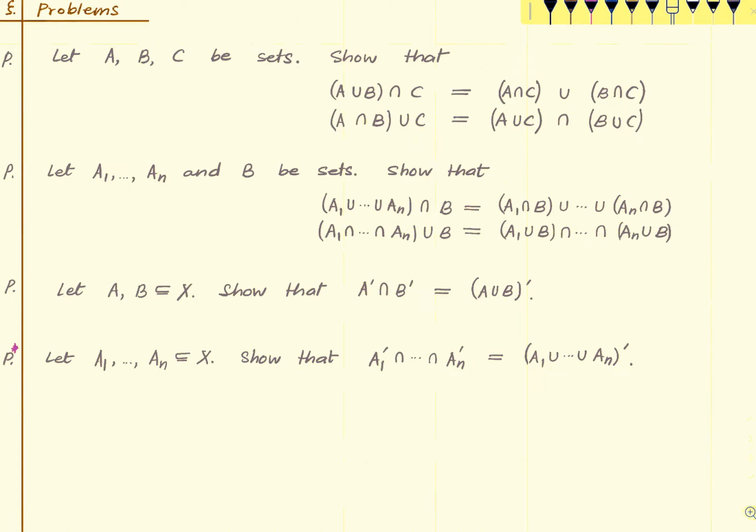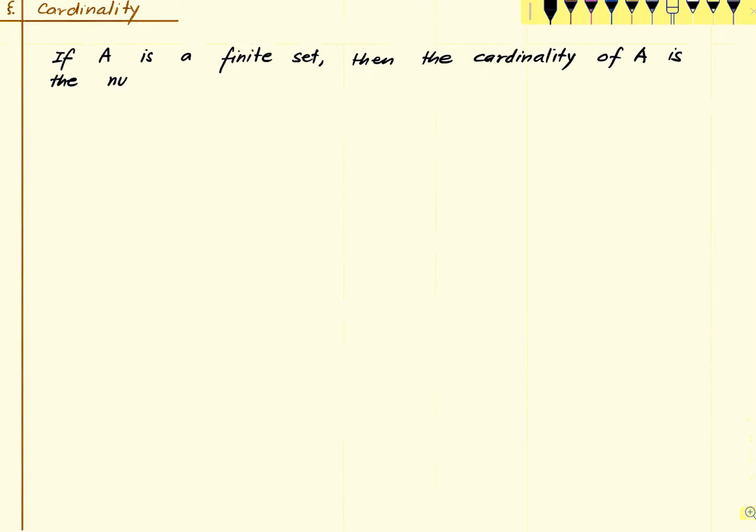All right. So let's look at the notion of cardinality. It is very simple. If A is a finite set, then the cardinality of A is the number of elements in A. So that's just a name. Basically, let's see an example. If A is {1, 2, 3}, then the cardinality of A is 3.